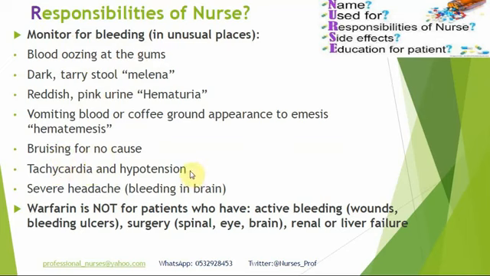because it may indicate the patient has bleeding somewhere in the body, and severe headache, which may also indicate bleeding in the brain. Remember, this is a very important medication.